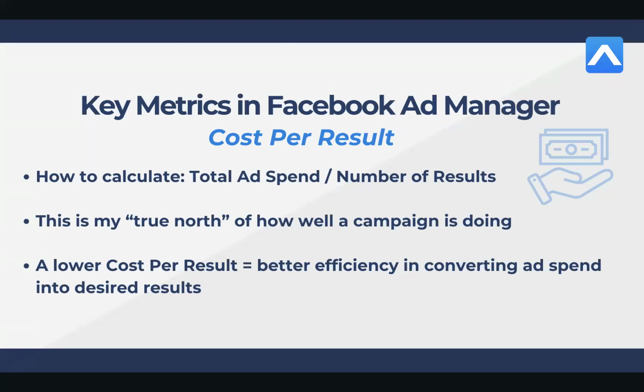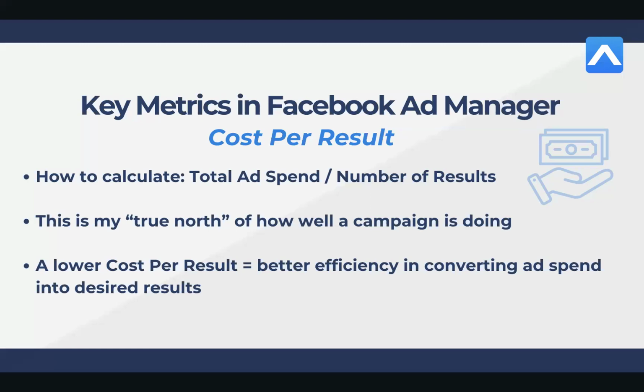Now, the way that I see it, because remember how I gave the example of a Nick Bravo going to my website and completing the checkout? Well, once he completes the checkout, that's reported to Facebook as a purchase. And so Facebook does its very best to tell me their best guess at how much I spend per purchase. So for me, I see cost per purchase. Now, this is my true north of how well a campaign is doing. What is the cost per result?